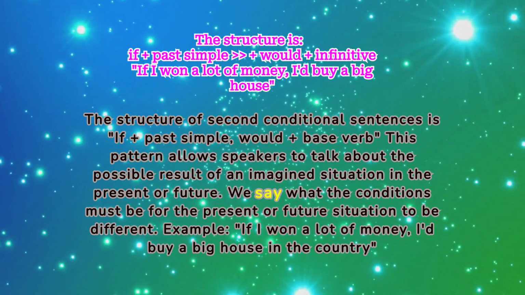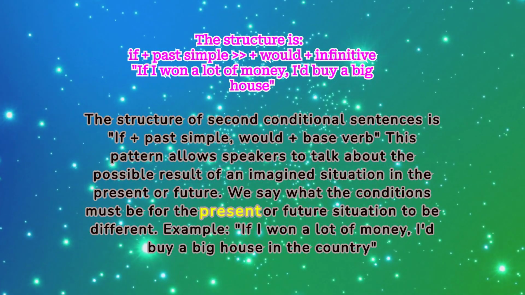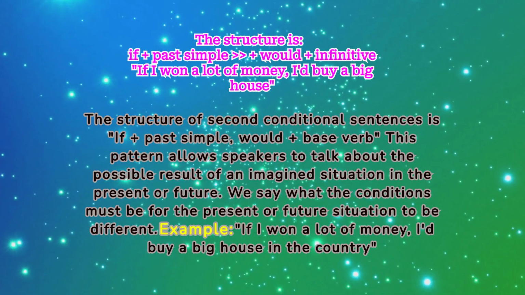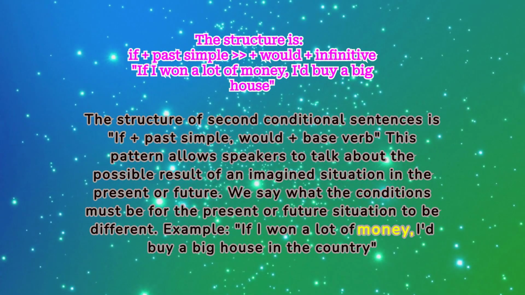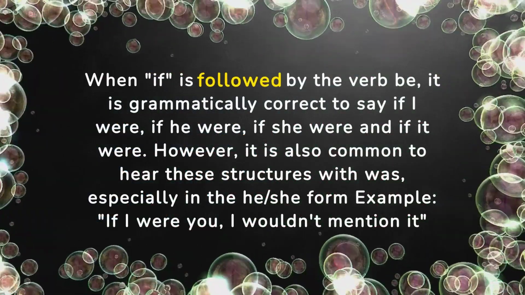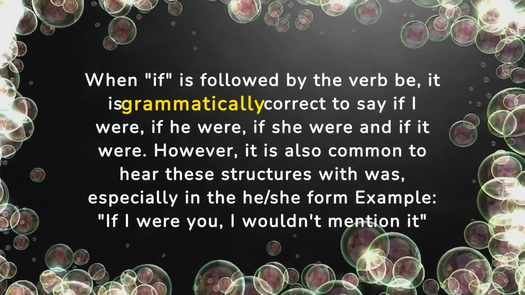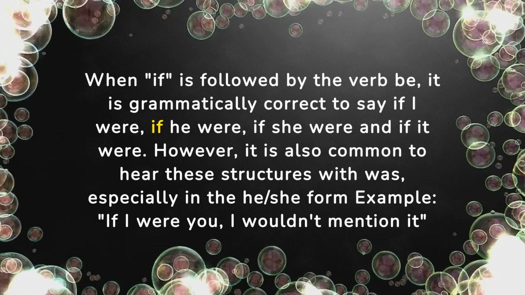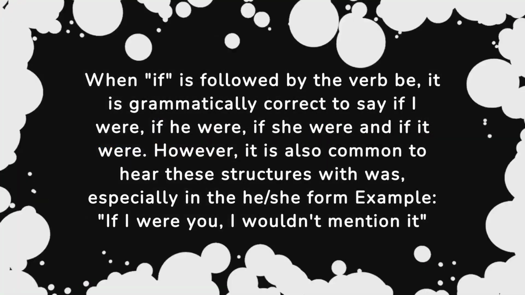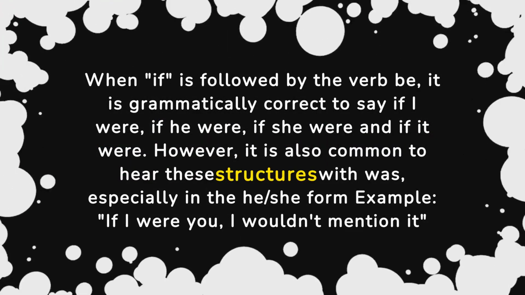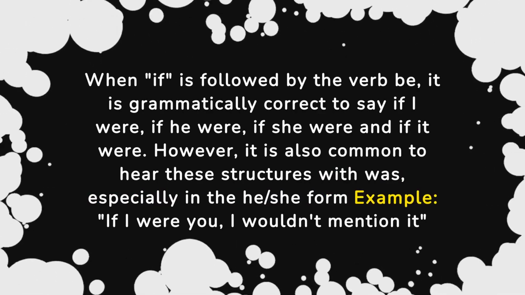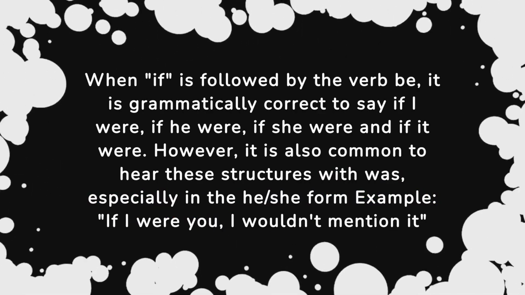We say what the conditions must be for the present or future situation to be different. Example: if I won a lot of money, I'd buy a big house in the country. When if is followed by the verb be, it is grammatically correct to say if I were, if he were, if she were, and if it were. However, it is also common to hear these structures with was, especially in the he/she form. Example: if I were you, I wouldn't mention it.